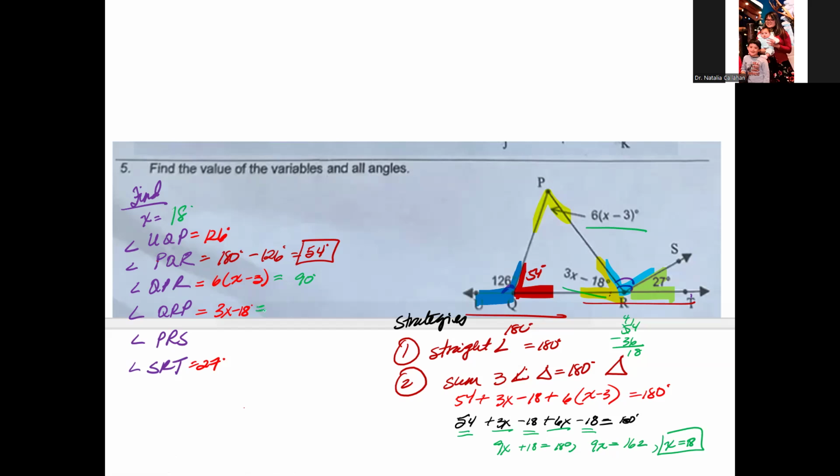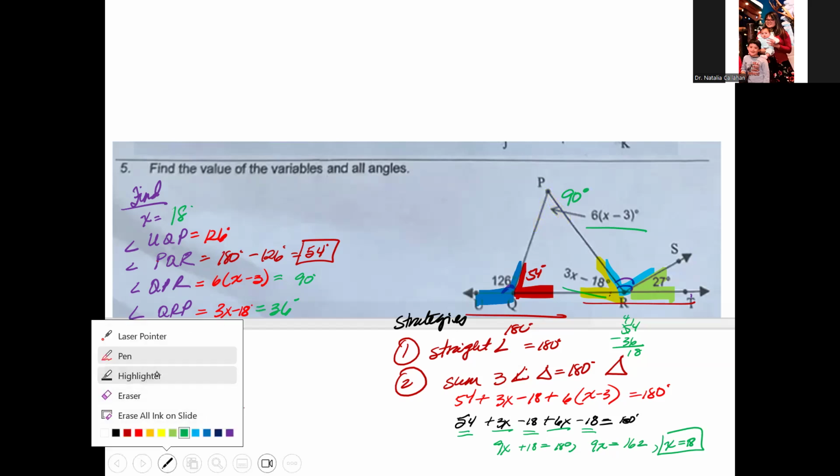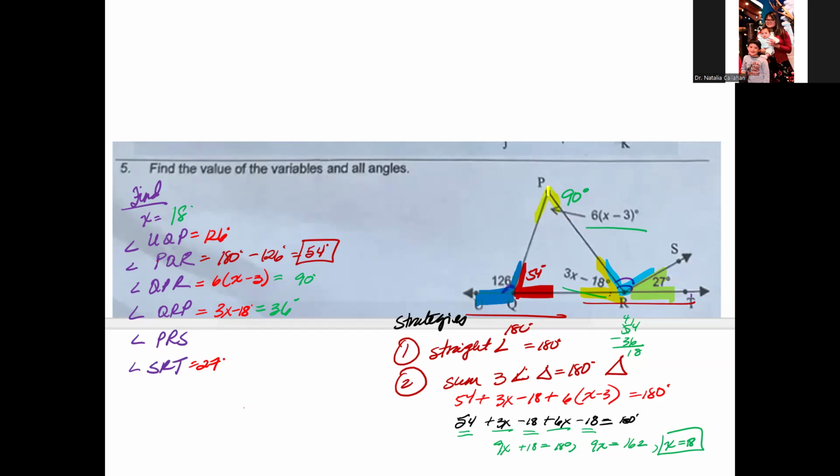And then you can also find angle QRP. So then 3 times 18 minus 18, 36. So yellow is 90 degrees. Orange is going to be 36.